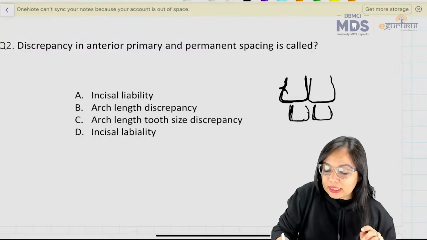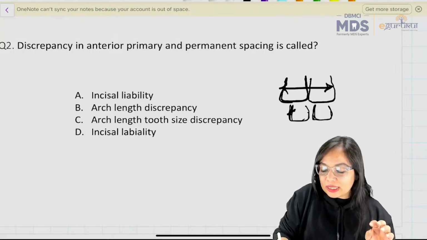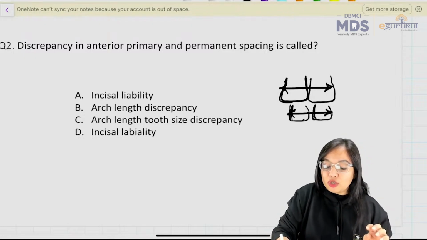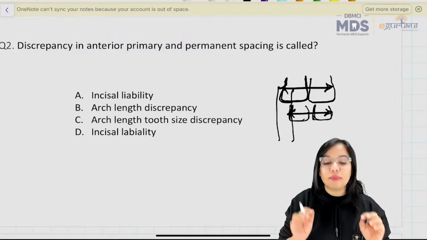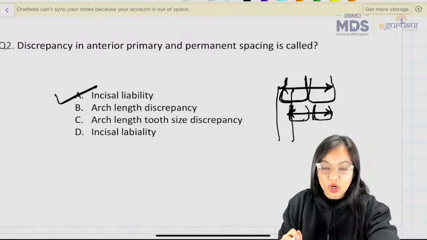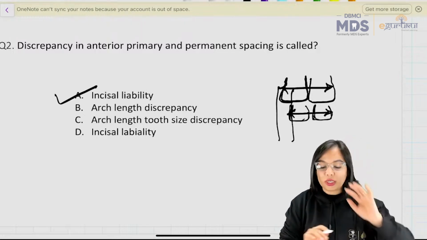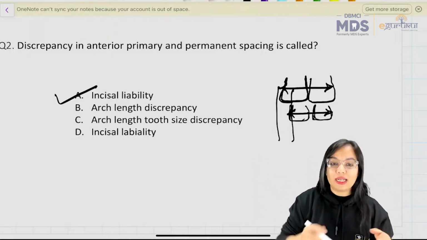Like this is the anterior permanent teeth width and this is the anterior primary teeth width. So what is that discrepancy called? It is called incisal liability. So the answer here is incisal liability. It is not arch length discrepancy. It is not arch length tooth size discrepancy. It is not incisal labiality.